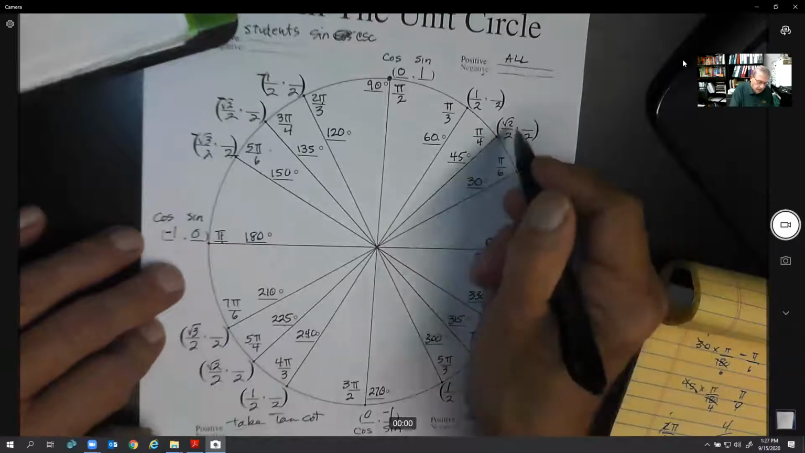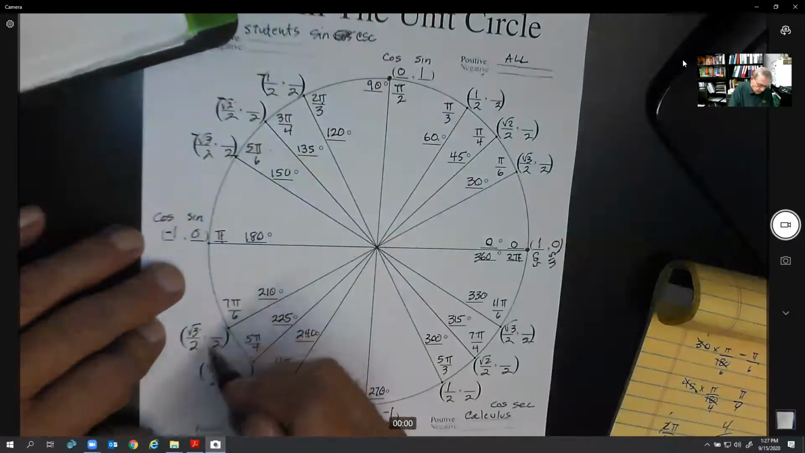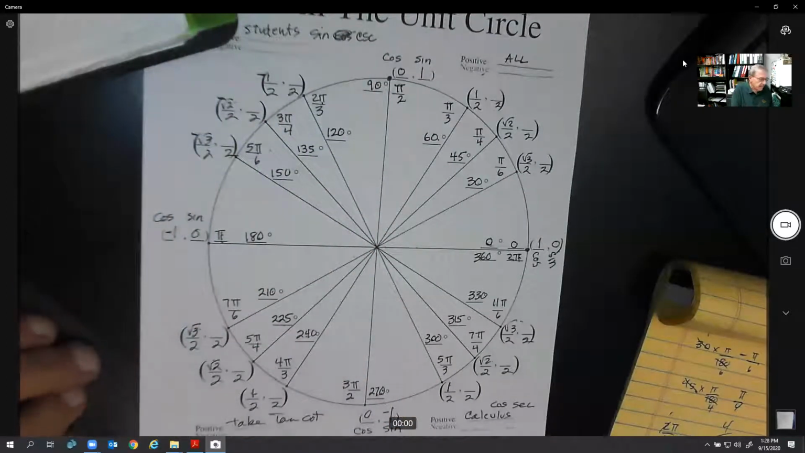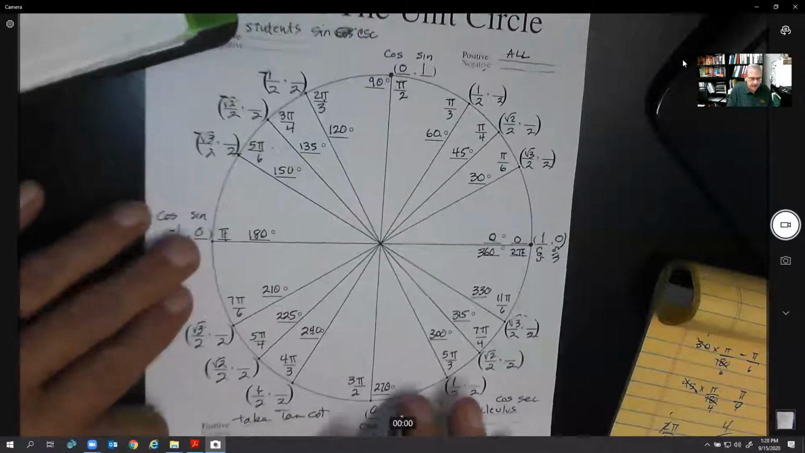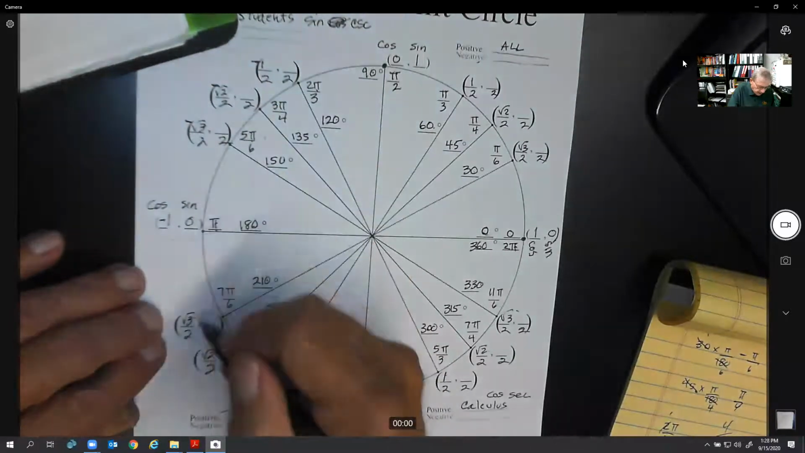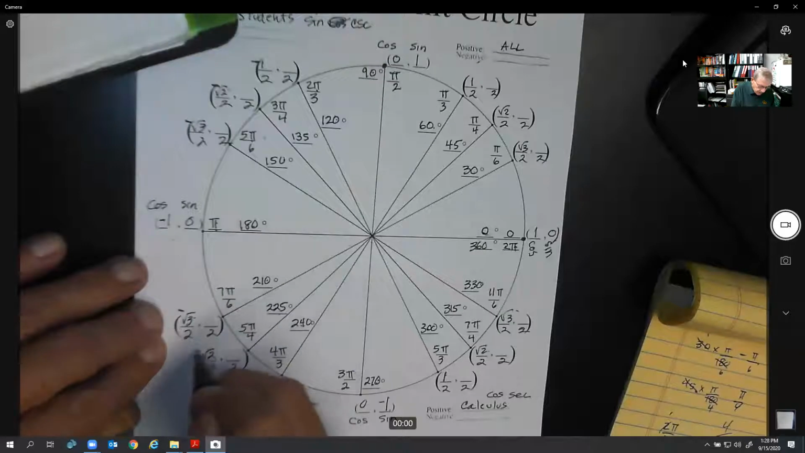So it goes 3, 2, 1, 1, 2, 3, 3, 2, 1, 1, 2, 3. See, there's a pattern. And that's what's exciting about this. There's this pattern going on. And then remember, in this quadrant, the cosine is negative. So we got to make those negative. This stands for the cosine.